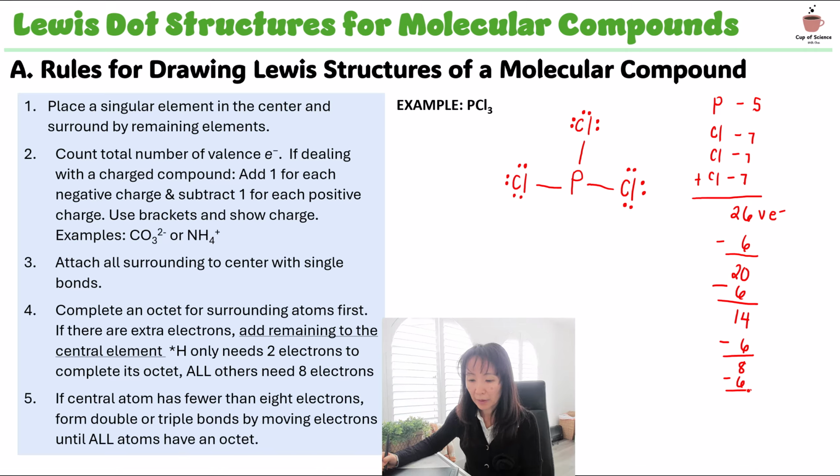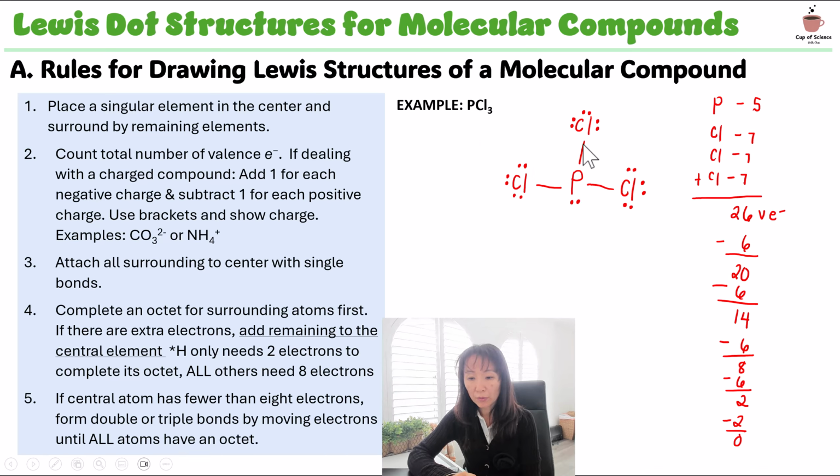Minus 6, and I'm left with 2. So number 4 says, complete the octet for the surrounding atom first. If there are extra electrons, and we have 2 left, add remaining to the central element. So here's my center, and the center will need 2 electrons added to it. So minus 2. So I'm left with 0. The phosphorus now has fulfilled the octet as well.